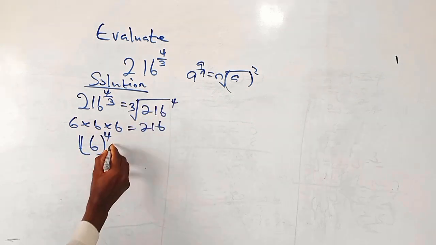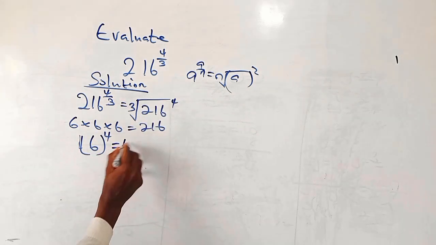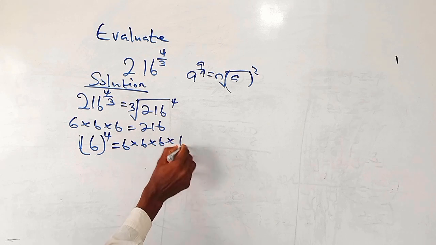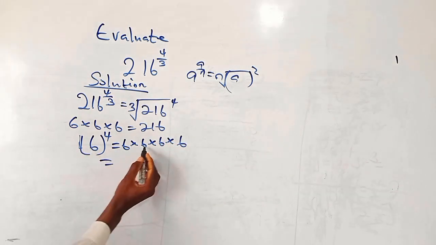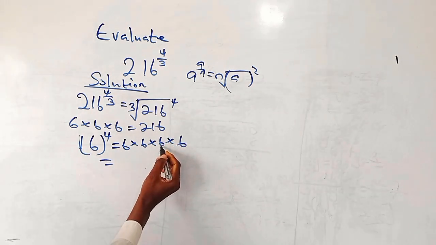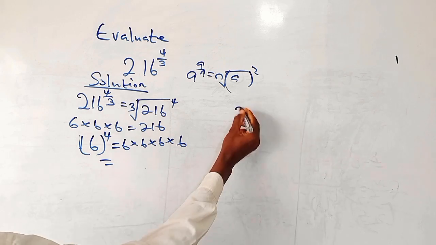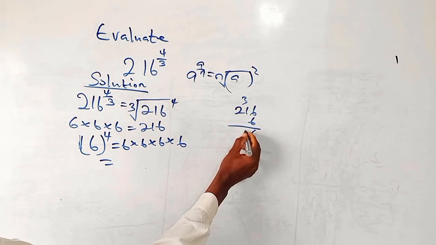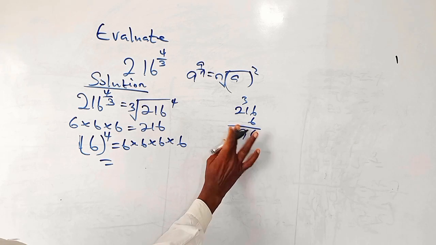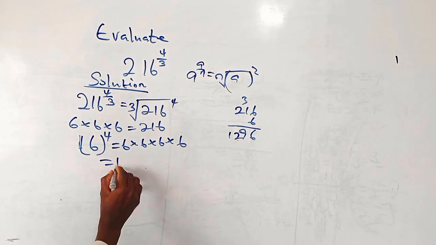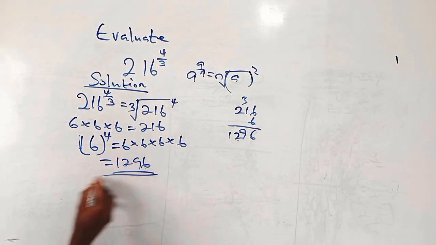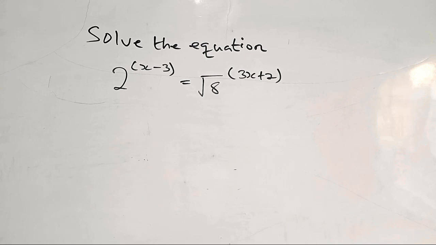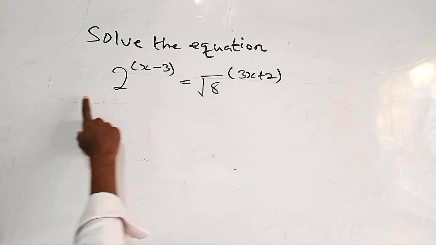Okay, which is this. So 6 raised to the power 4 gives me 6 times 6 times 6 times 6 in 4 places. 6 times 6 is 36. 36 times 6 is 216. 216 times 6, when we work it out, gives 1296.